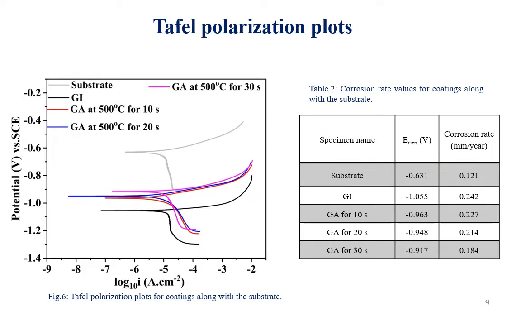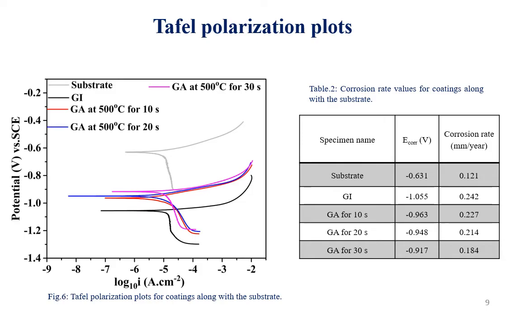These are the Tafel polarization plots, and we can clearly observe that the potential difference between the steel substrate and the coatings is more. It means these coatings act in a sacrificial nature to the substrate. However, if I compare the galvanizing coating and galvannealed coatings, the galvanizing coating shows more corrosion rate compared to the galvannealed coating because this is pure zinc only. However, among the galvannealed coatings at 10, 20, and 30 seconds, the coating prepared at 30 seconds shows higher corrosion resistance in terms of lower corrosion rate because of the lowest zeta to delta phase fraction, as evidenced from the XRD data.